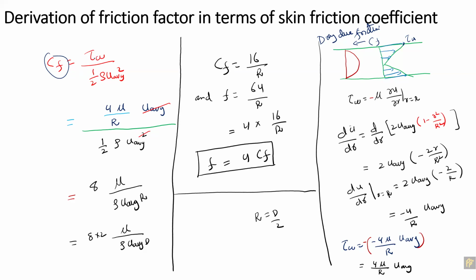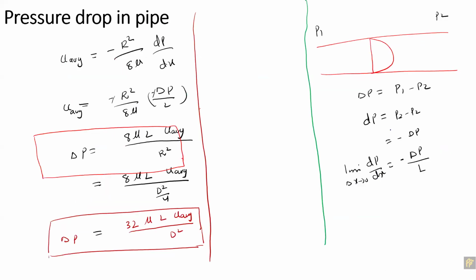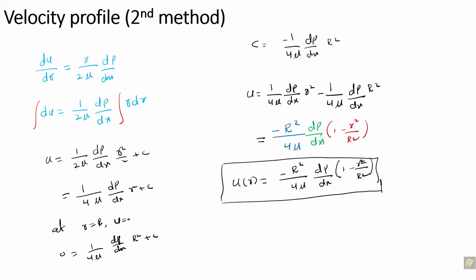So the CF is the wall shear divided by 1/2 rho U average square. And we know that the wall shear stress formula has a minus sign, we have to put the minus sign to make it a positive quantity, and viscosity into the velocity gradient at r equal to capital R. So I can put the formula for U, which is equal to this formula, du by dr. So we just derived this formula. You can see this formula.